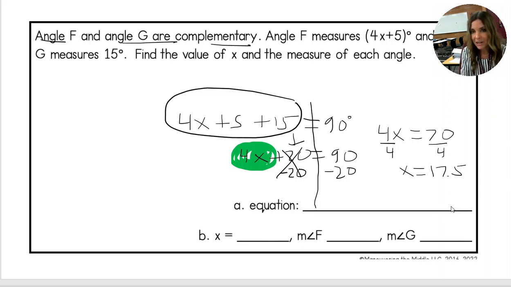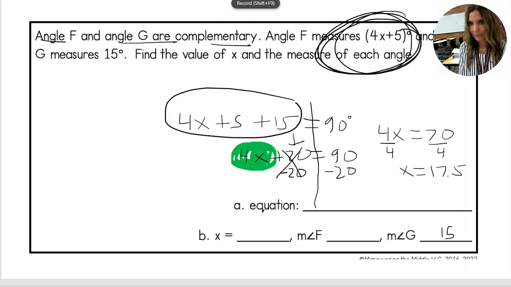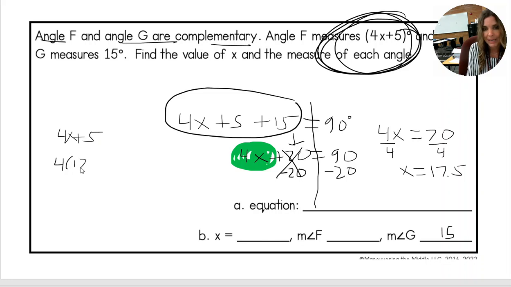Now, once I know what the x is, I know that measure of angle G was 15, and I know that the measure of angle F, this one right here, is going to be 4 times x plus 5. So I know it's going to be 4 times whatever the x is, and then plus 5. So that leaves me with angle F being 75.